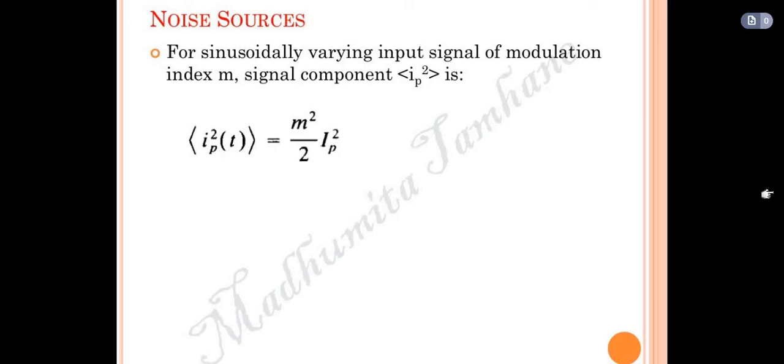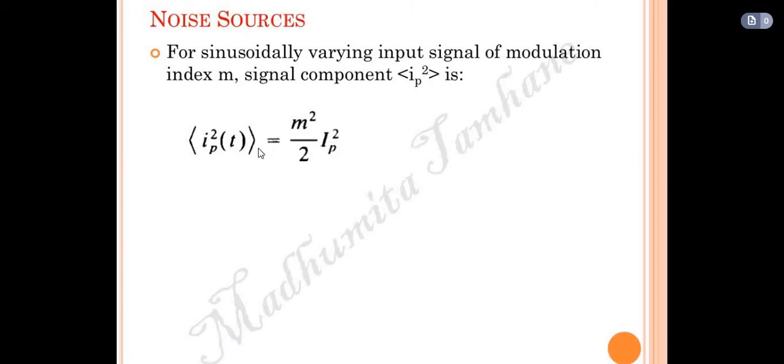So for a sinusoidal varying input signal of modulation index m, you have already seen the modulation of analog signal, right? So if you have an analog modulation index of m, if you want to find the signal value, the only thing we need to consider is the modulation factor. So how do we get the current? So IP square here, as you can see here, right?